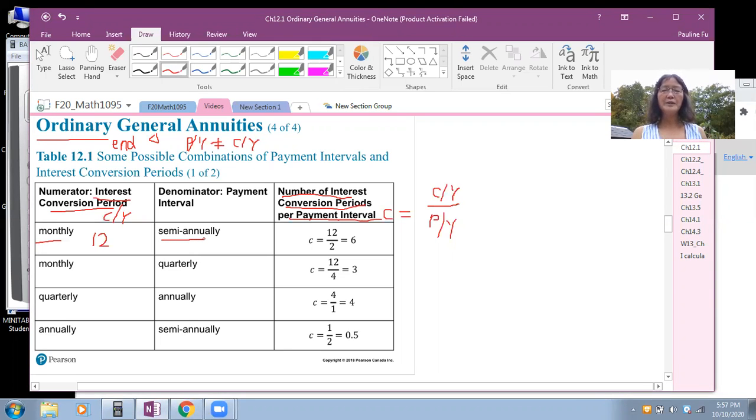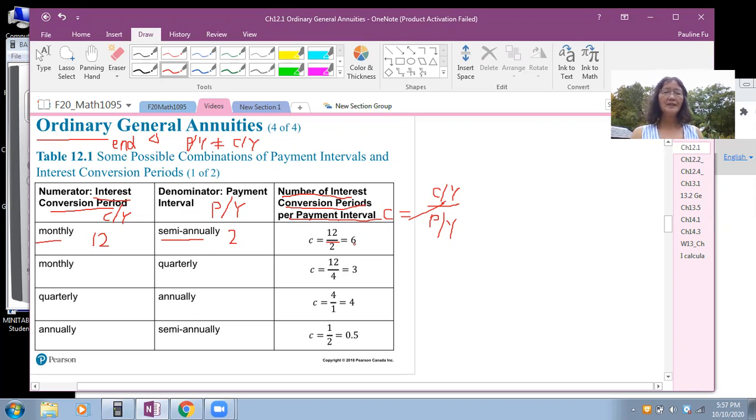If you make a payment semi-annually, you make a payment twice a year, so PY equals 2. So this column is actually PY. When you have CY equal to 12 and PY equal to 2, C equals CY divided by PY, so 12 over 2 equals 6.